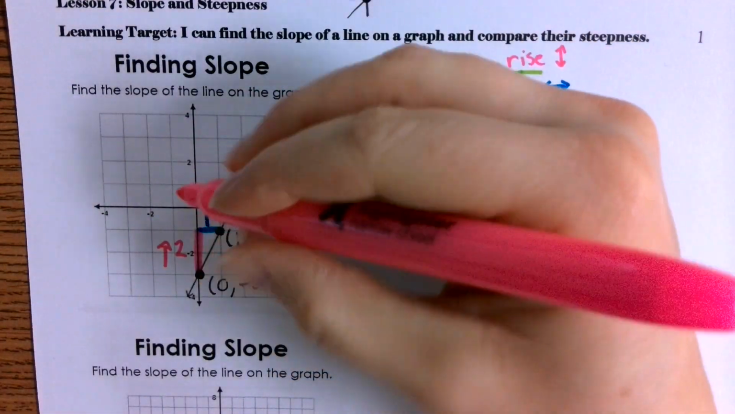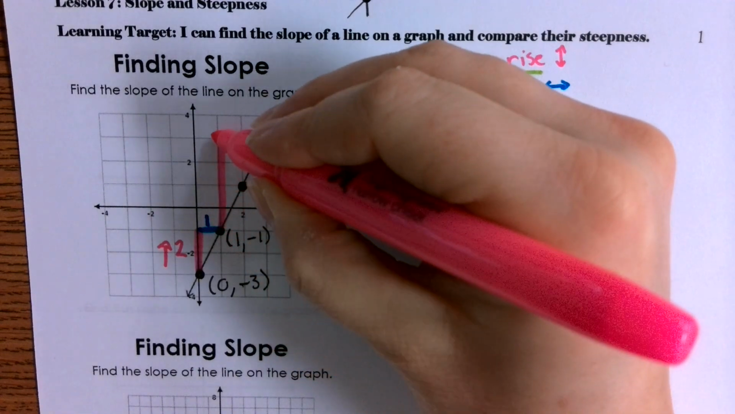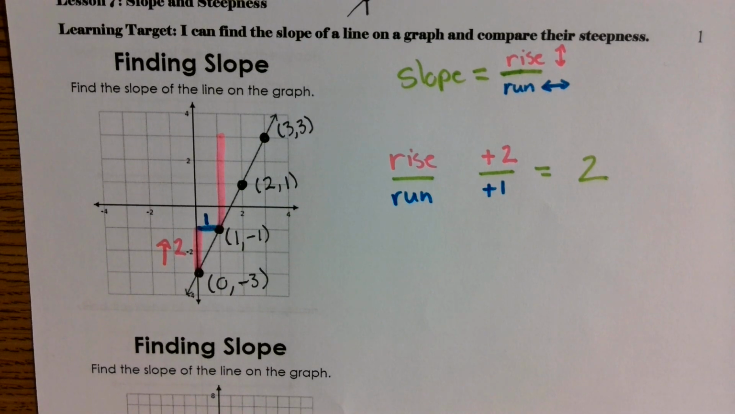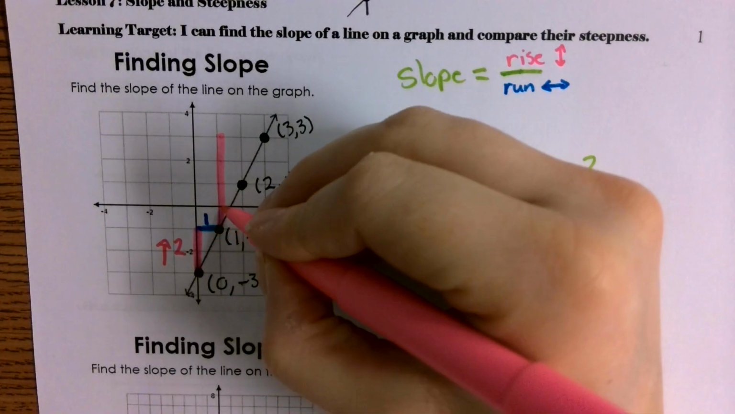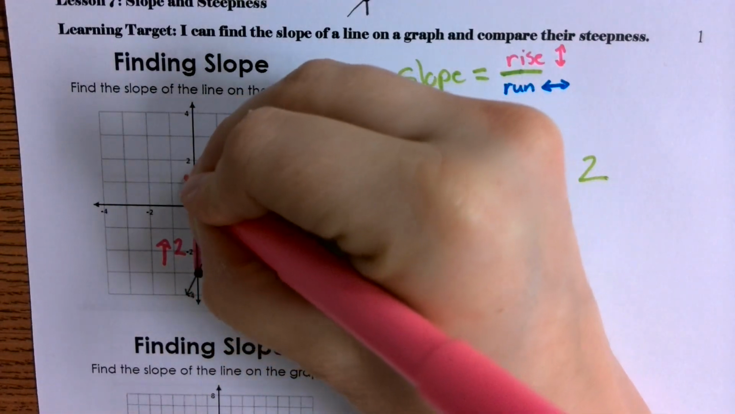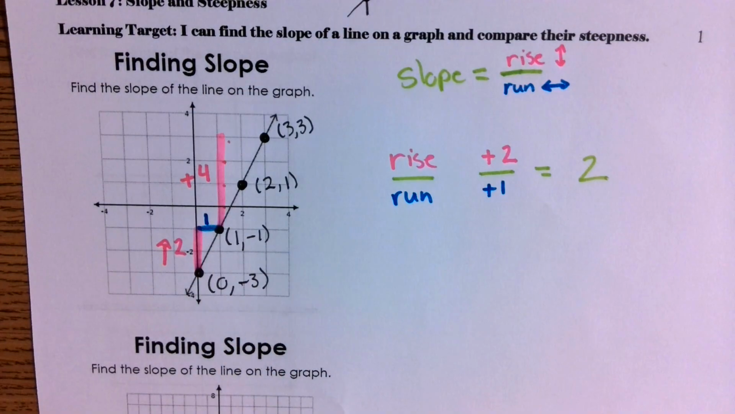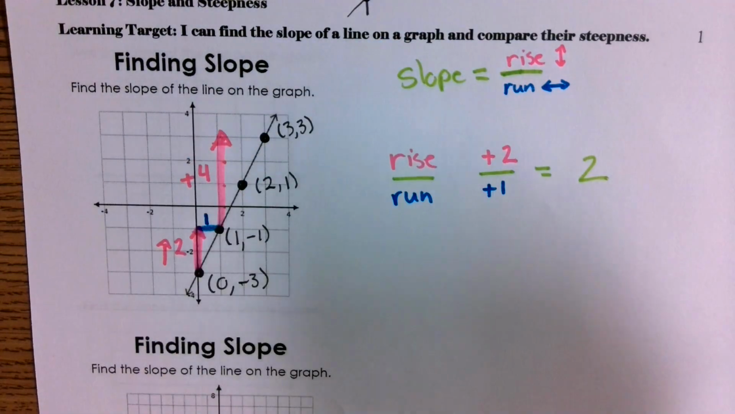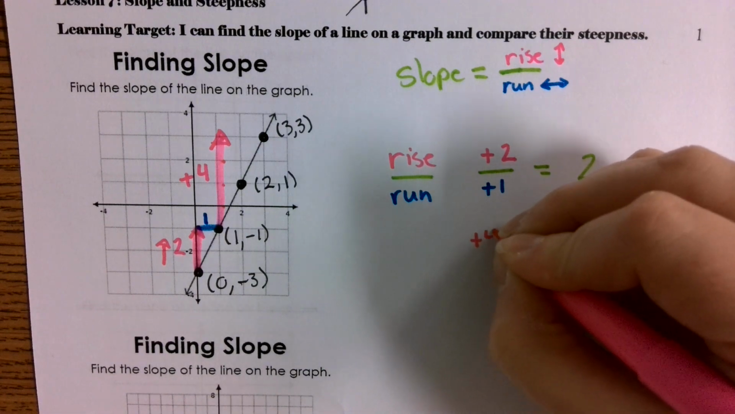So we have a rise this time of how much? How much is that going to be for our rise? Anasia? Let's see. 1, 2, 3, 4. It's going to be a rise of positive 4. It's going up, right? We're increasing. We're going upward. Okay, so we have a rise of positive 4.